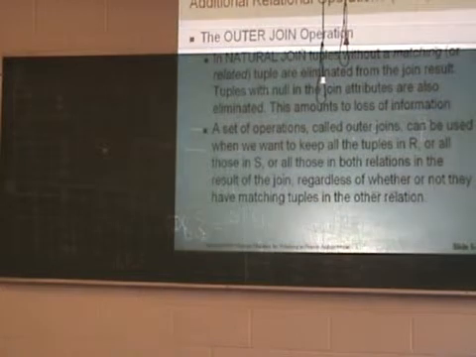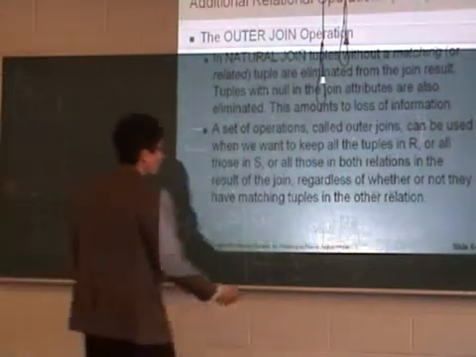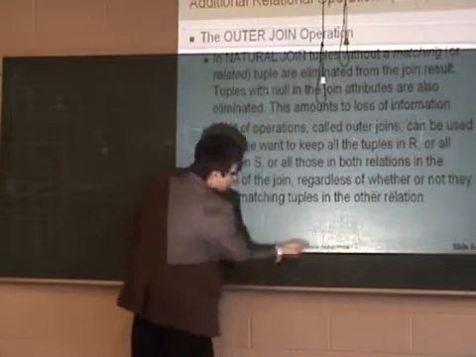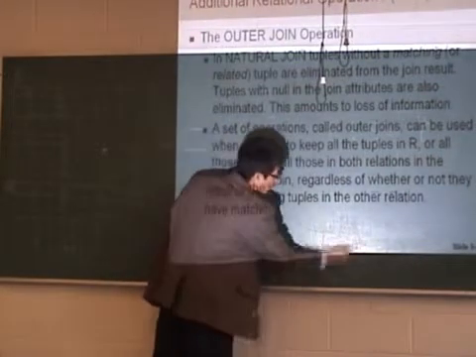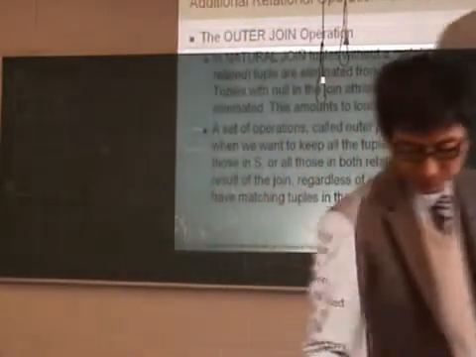Because the join itself is very strict. Only the tuples that satisfy the condition will be returned. That means in case of null, it will not be returned. So why don't we allow such non-matched tuples, but keep the left-hand side or right-hand side or both sides? That is called the outer join.